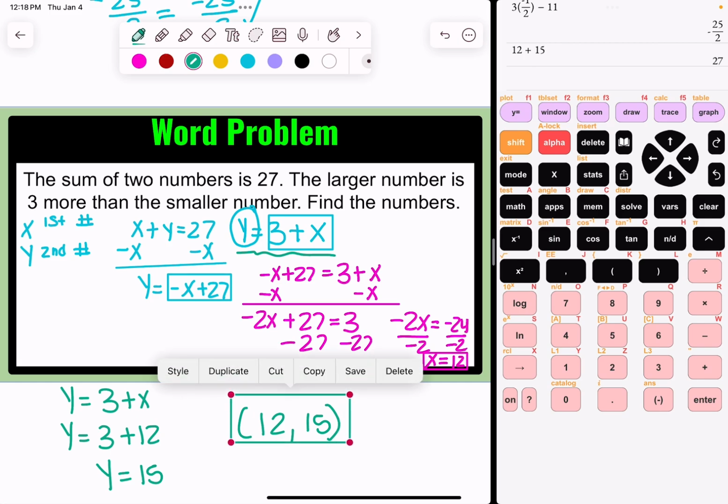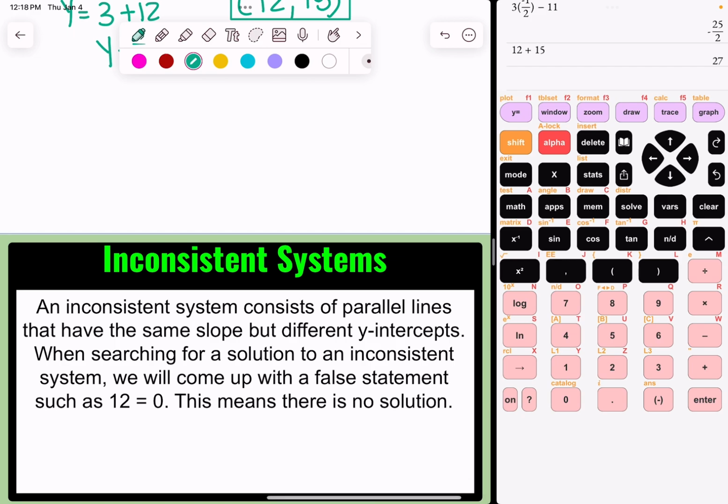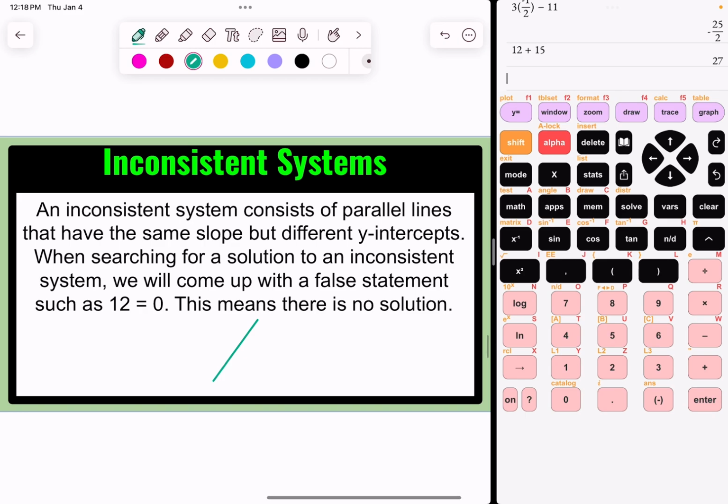All right, now we're going to look into those special cases. We could have something called inconsistent systems. An inconsistent system consists of parallel lines. Parallel lines are lines that look like this, where they have the same slope, so they're rising and running the same amount. And because of this, they are never going to intersect. They're never ever going to cross each other.